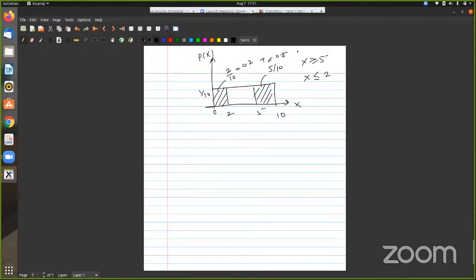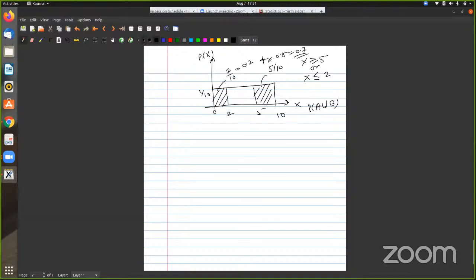Now we have to do the union of this, right? Since x is taking values either more than 5 or less than 2, in this case we take the union. Here there is no intersection part in this case, correct? They are disjoint.